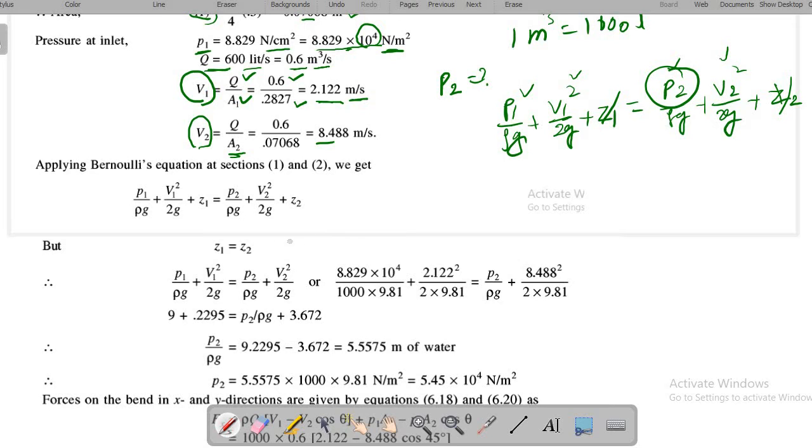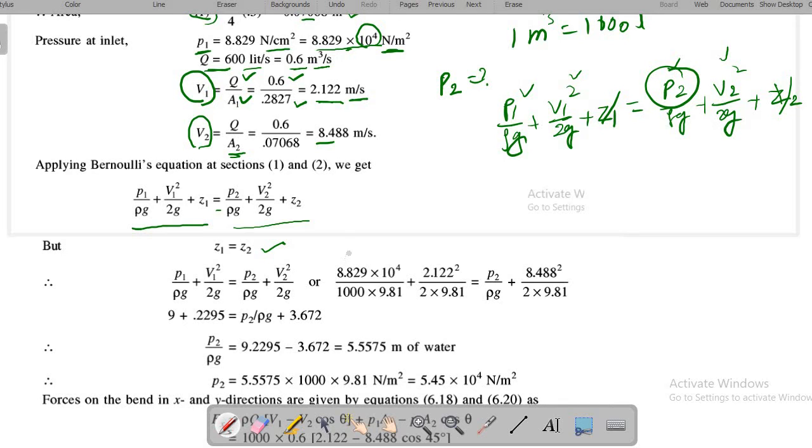Now we are applying Bernoulli's equation. P1 by rho g plus V1 squared by 2g plus Z1 is equal to P2 by rho g plus V2 squared by 2g plus Z2. As it is horizontal, Z1 is equal to Z2. That's what I told you. The bend is in the horizontal direction, not in the vertical manner.